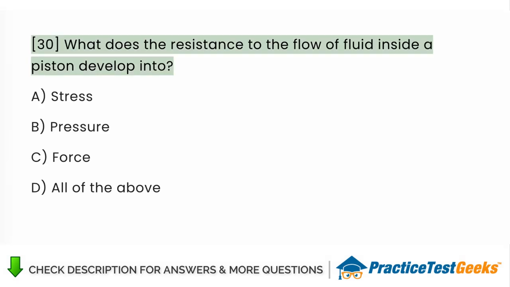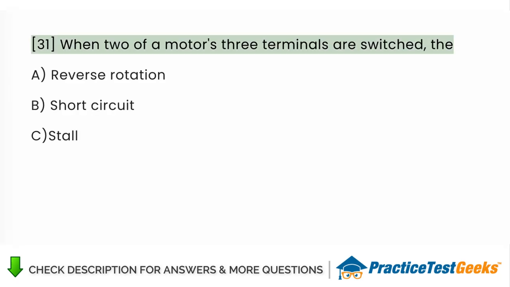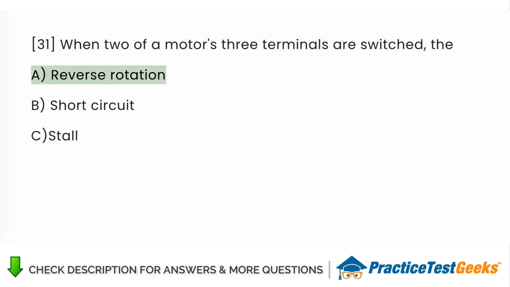What does the resistance to the flow of fluid inside a piston develop into? A. Stress. B. Pressure. C. Force. D. All of the above. When two of a motor's three terminals are switched, the result is: A. Reverse rotation. B. Short circuit. C. Stall.